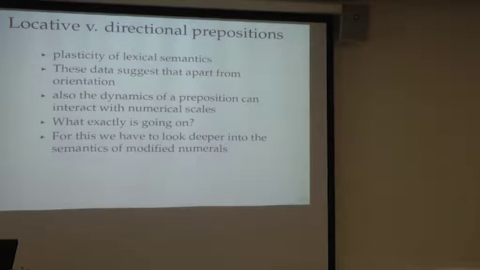So this means that we need to have, this is my bridge to the semantic part of the talk. This really means that we now need to have a look at the proper semantics of these things. So what do these things really mean? So what we've seen is that up to a certain extent there's plasticity of lexical meaning. So apart from orientation, it might be that also the dynamics of a preposition can interact with numerical scales. But it's not immediately clear what that would be and what that would mean, right?